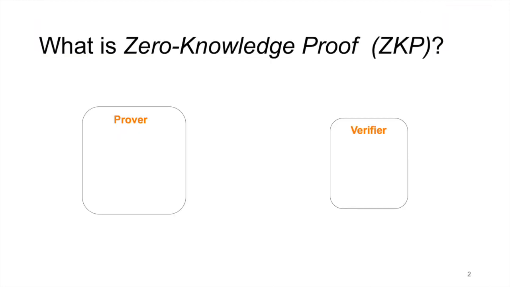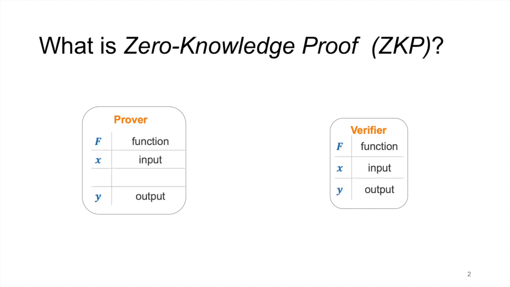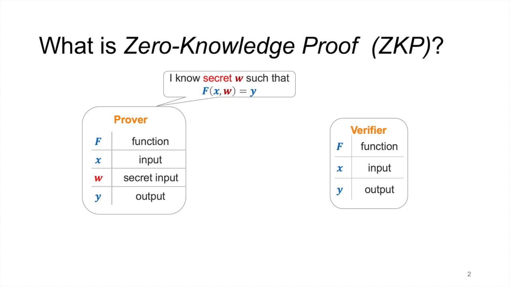What is zero knowledge proof? Zero knowledge proof is a cryptographic protocol which contains two parties, the prover and the verifier. They know some public information, such as public function f, input x, and output y. Prover claims that he knows a secret input w, such that the output of function with x and w is y. The secret w is private information, only known by prover.